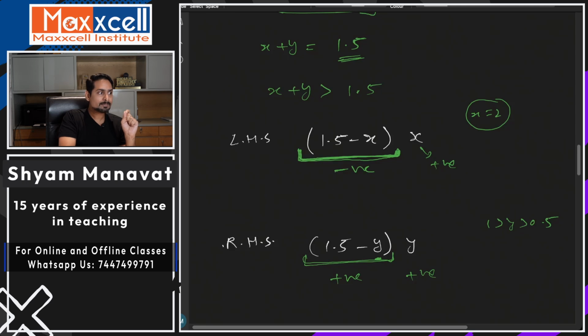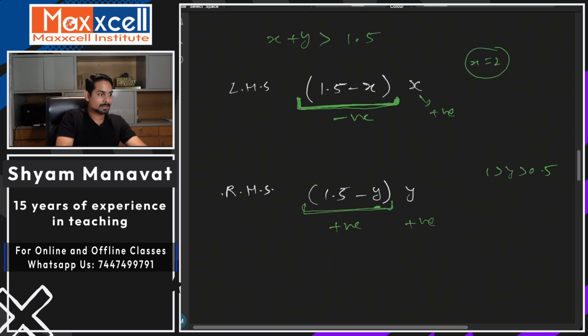That means LHS could be negative and RHS will always be positive. What does it mean? There is a range where LHS is negative and RHS is positive, so we can say RHS will be more than LHS. RHS will be more than LHS in such cases. Do you agree with me?